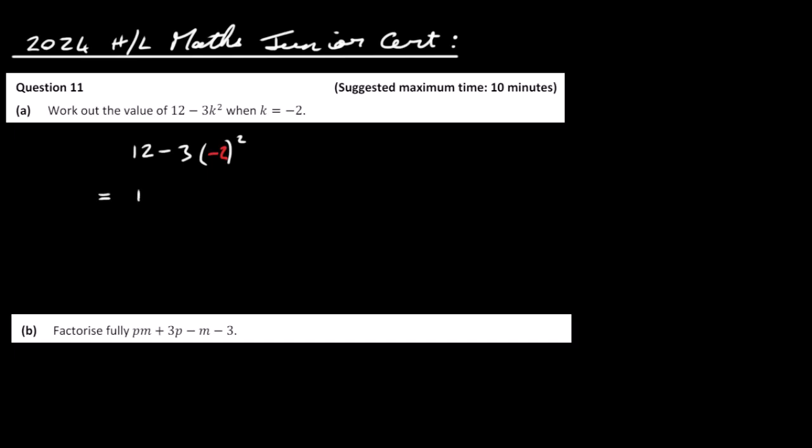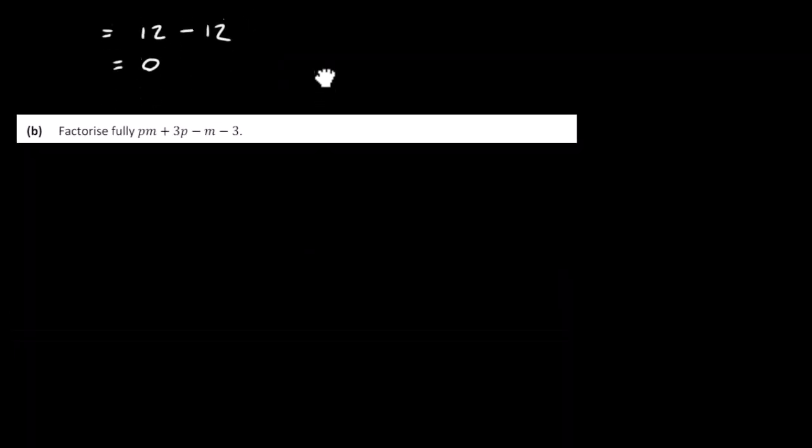You've got 12 minus, now you've got to do the power first. You've got to remember BOMDAS, so you've got to do the power first. So minus 2 times minus 2 is plus 4. Then you've got 12 minus 3 fours is 12. Your answer there is just 0.